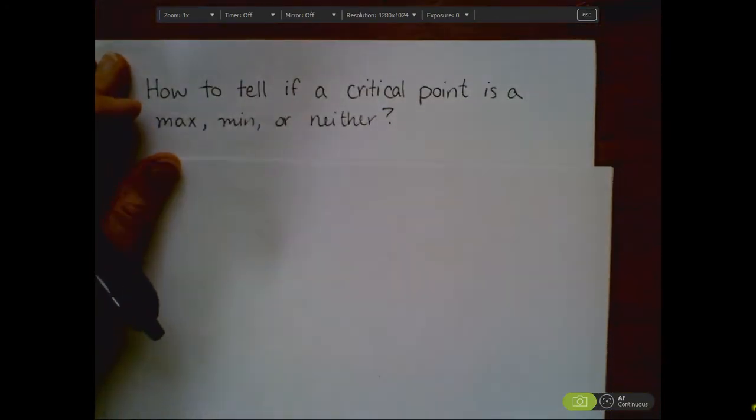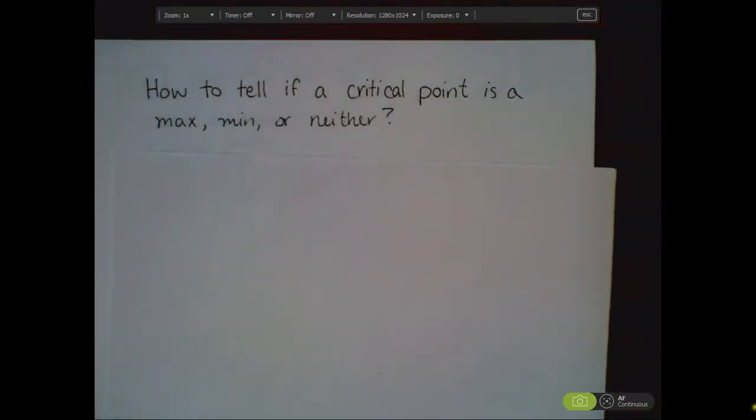So that's our next question. How do we tell if a critical point is a max, a min, or neither? If we're out hunting for maxes and mins, you can just look at the graph and see whether the critical point is a max or a min. But sometimes we don't want to have to go through all of the effort of looking at a graph, and we want to be able to tell by algebraic means.